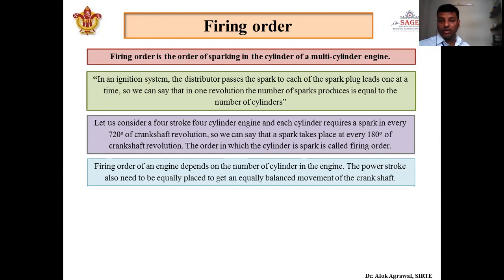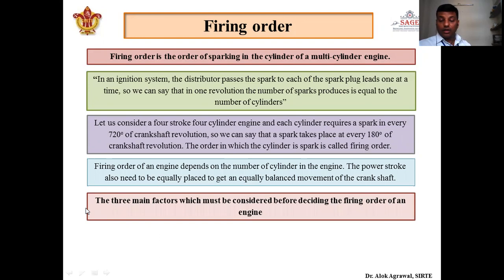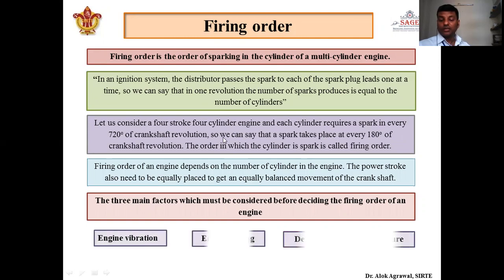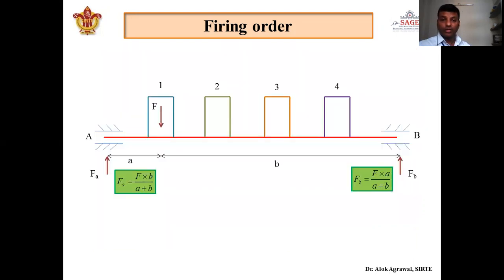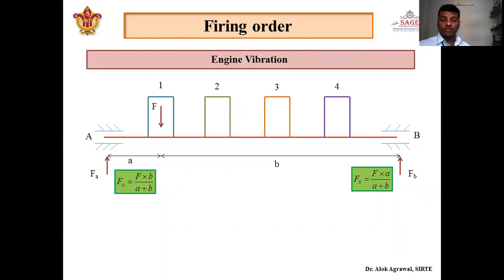The crankshaft should not get any particular load at a time. Now, what are the various factors which decide the firing order? There are mainly three factors which decide the firing order of an engine, whether it is a three-cylinder, four-cylinder, or 6, 8, 12-cylinder engine. First is engine vibration, second is engine cooling, and third is development of brake pressure. We will see each of them one by one. First, let's start with engine vibration.